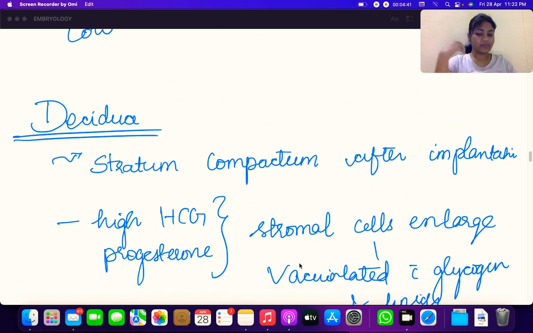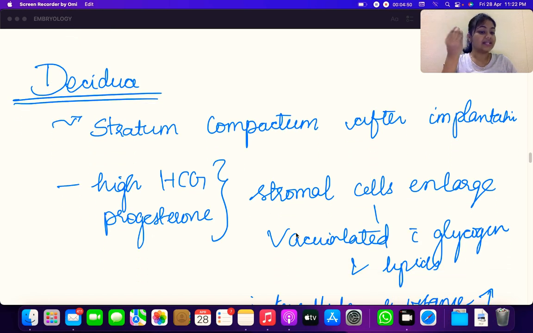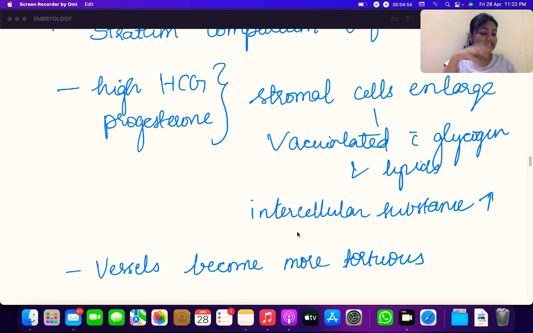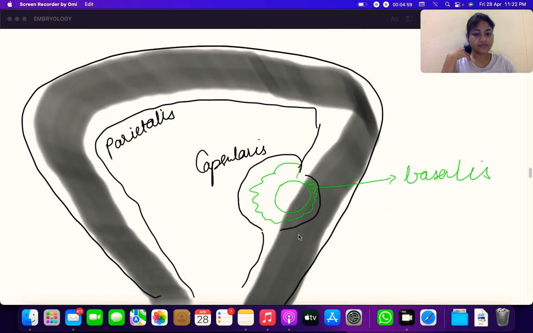What is the decidua? The stratum compactum after implantation is called the decidua. Because of high HCG and progesterone, the stromal cells will enlarge and they contain glycogen and lipid vacuoles. The intercellular substance is increased and the vessels become more tortuous and they have high vascularity.